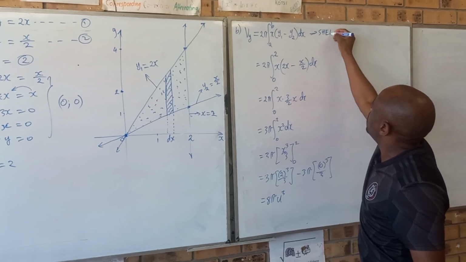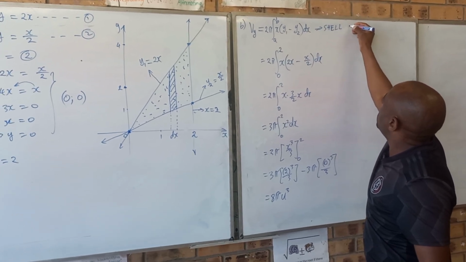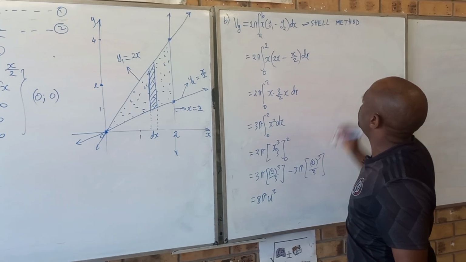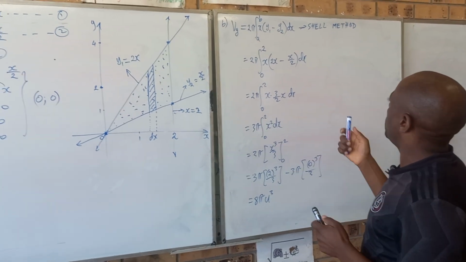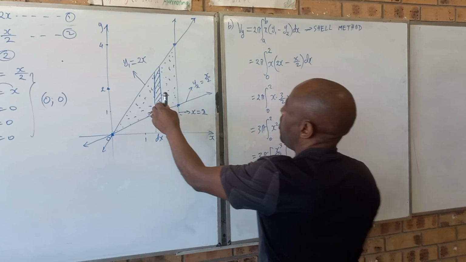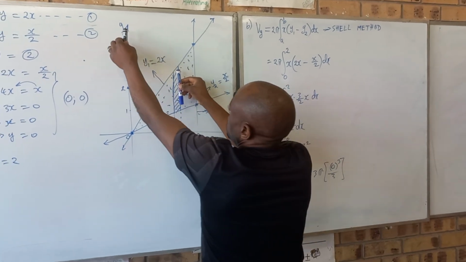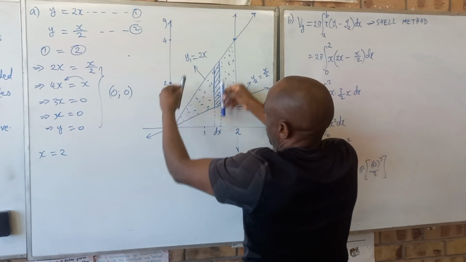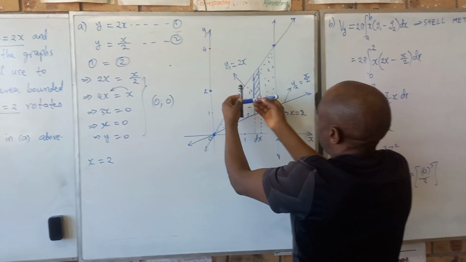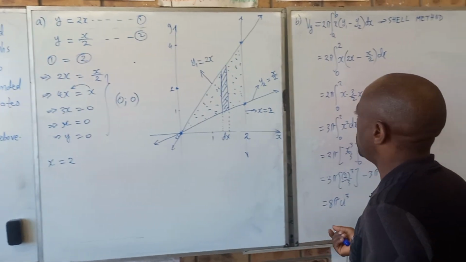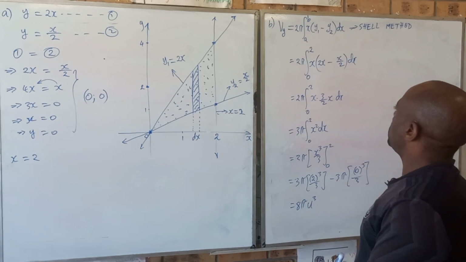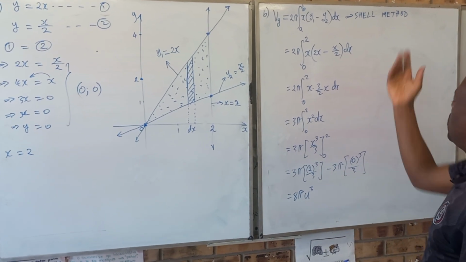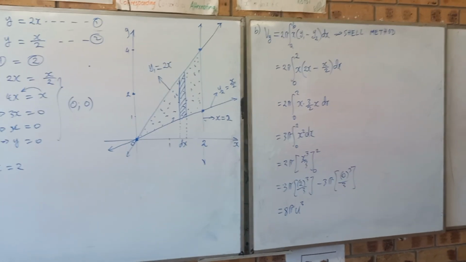And one thing you must know is that when you are using the shell method, for you to be sure that you are using the shell method for calculating volumes, your strip will be parallel to the axis of rotation. In this question, the axis of rotation was the y-axis. The strip is parallel to that. Whenever the strip is perpendicular, it's the disk method. But as I've shown you, you can still get to your formula without even knowing whether it's disk or shell, since all those formulas are given to you on the formula sheet.